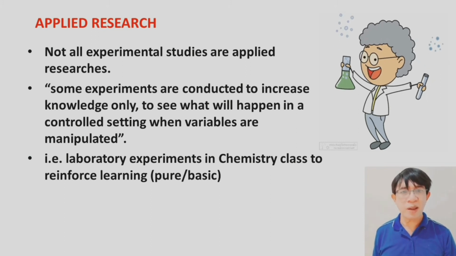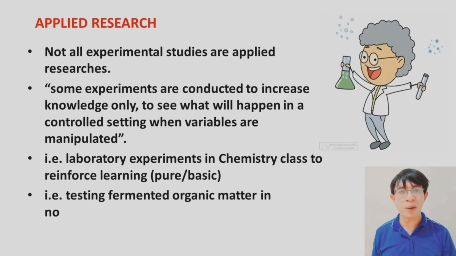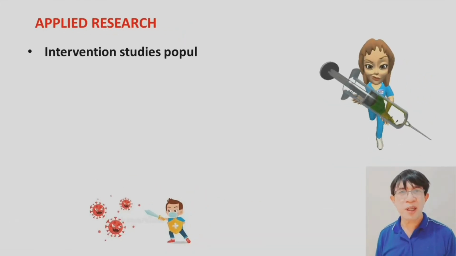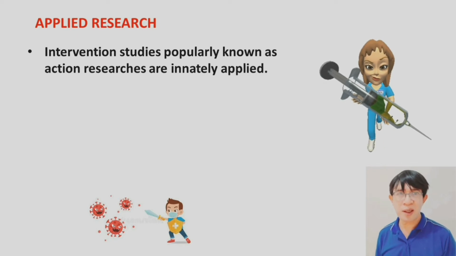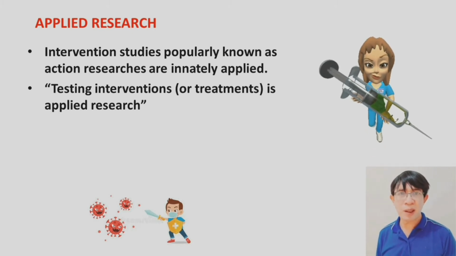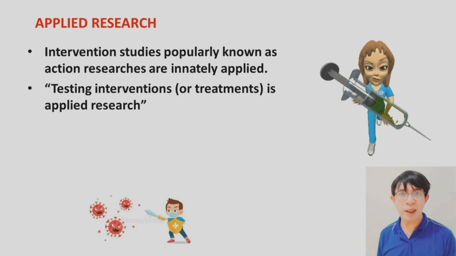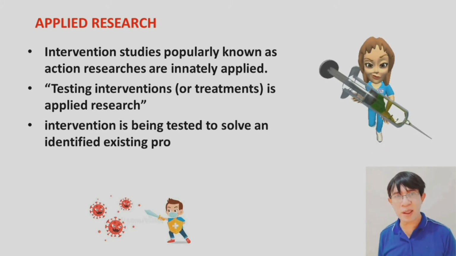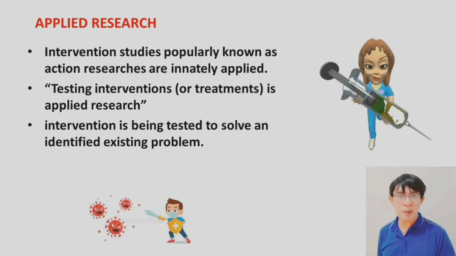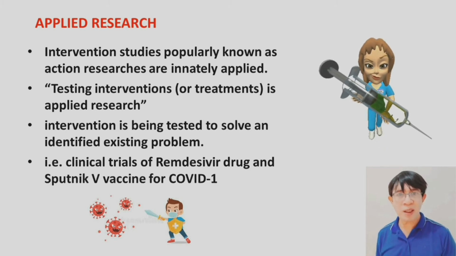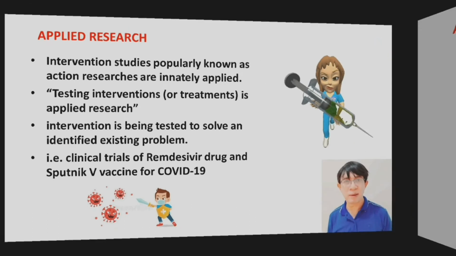Conversely, an experiment that tests the potential of a fermented organic matter in normalizing water acidity of a contaminated waterway is an applied research. Intervention studies, popularly known as action researches, are innately applied. Testing interventions or treatments is applied research, according to Brink and Wood. Action researches best typify an applied research since an intervention is being tested to solve an identified existing problem. Examples of intervention studies being undertaken are the clinical trials of remdesivir drug and Sputnik V vaccine to treat and prevent the COVID-19 pandemic.